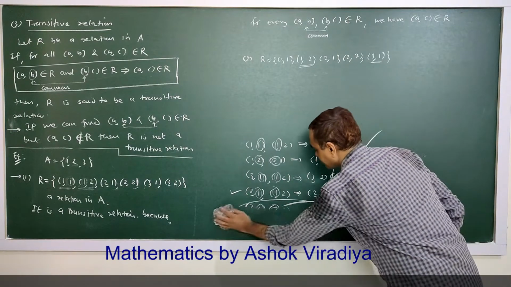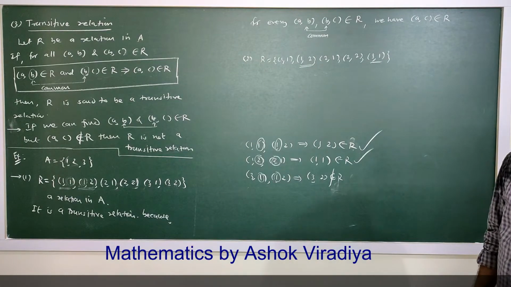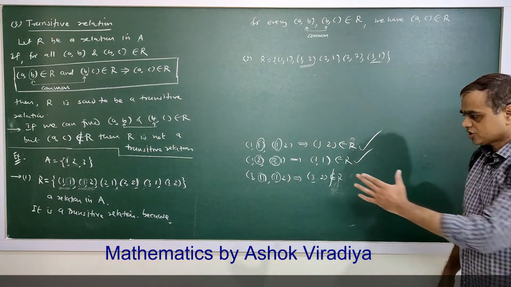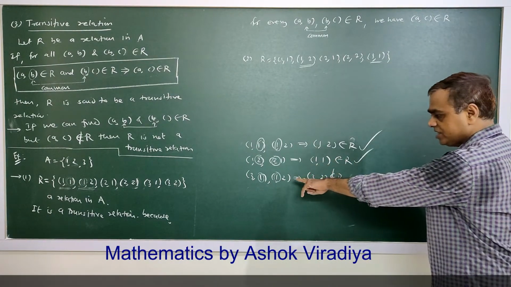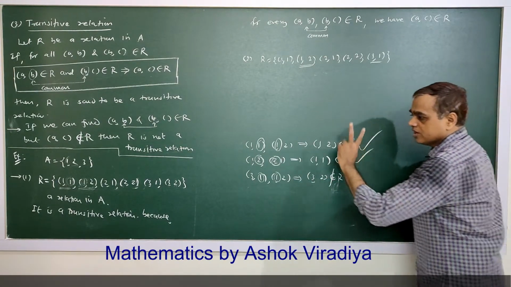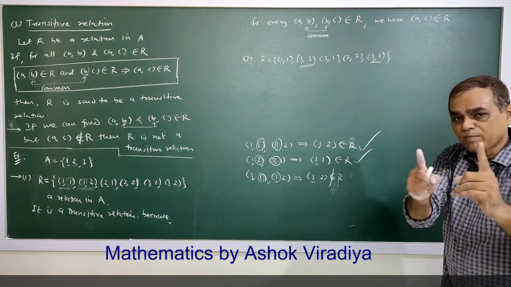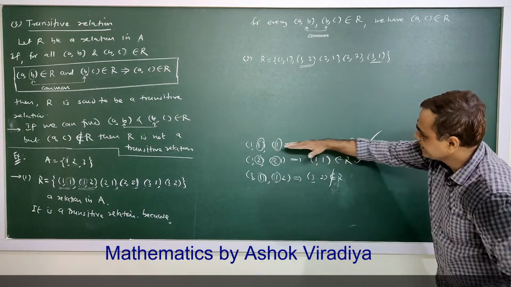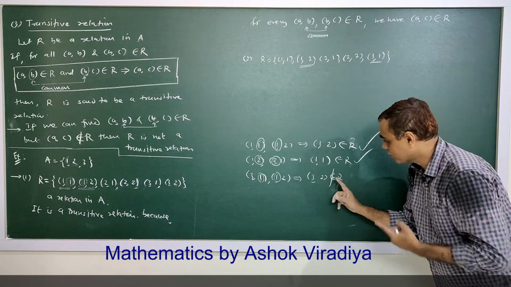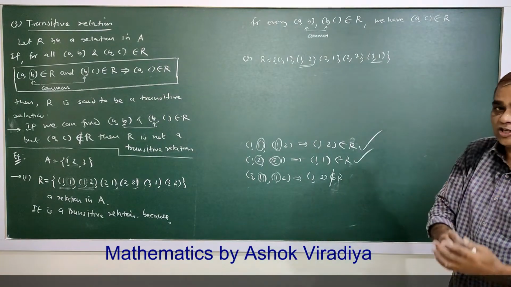So therefore this is not a transitive relation. Whenever you find such a pair of elements in which AB is in R, BC is in R, but AC does not belong to R, then even if 99 statements are true, if you find at least one statement not true, not belonging to R, then it is not a transitive relation.